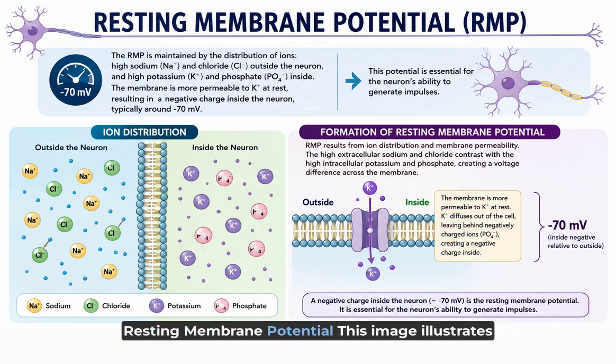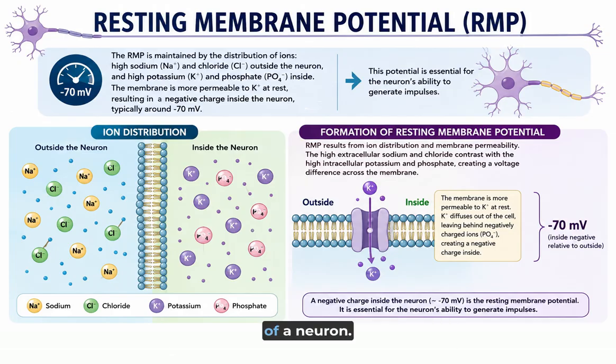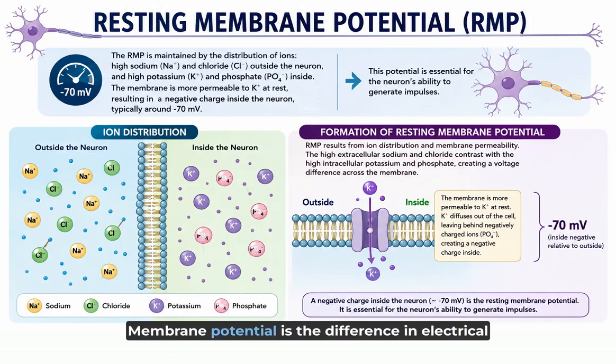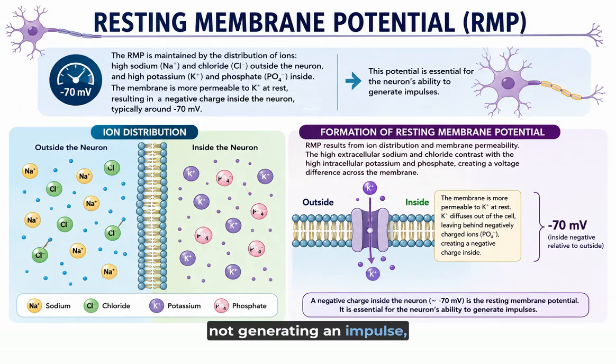Resting membrane potential. This image illustrates the resting membrane potential, or RMP, of a neuron. Membrane potential is the difference in electrical charge across the neuron's cell membrane. When a neuron is at rest and is not generating an impulse, its membrane potential is typically about negative 70 millivolts. This means that the inside of the neuron is more negatively charged than the fluid outside the neuron.